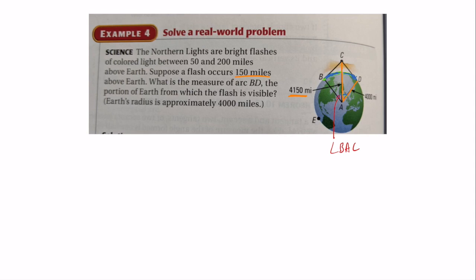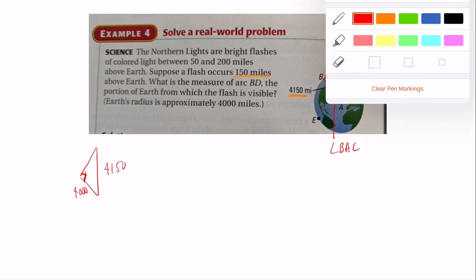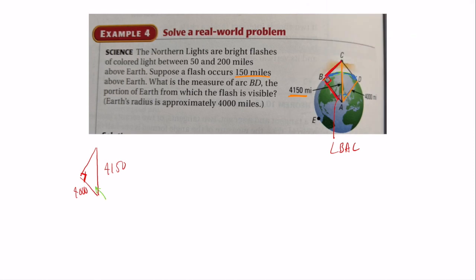Okay, so now I know that I have this right triangle because I know that any tangent to Earth meets a radius at a right angle. So I'm going to just take that triangle down and draw what I know about that triangle. I know that the hypotenuse is 4,150. I know that's my right angle right there. I know that this side, the radius, is 4,000, so that's 4,000. And what I'm trying to figure out is what is this angle?